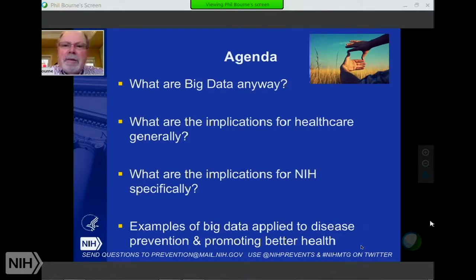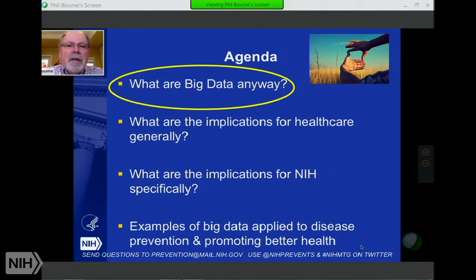So the agenda is quite simple, really. We'll look at what's big data anyway, what are the implications for healthcare generally, what are the implications more specifically for NIH, and then let's look at a few examples that are ongoing through some initiatives we're already funding of how this relates to prevention and promoting better health. To end things off. So let's get started with what is big data anyway.